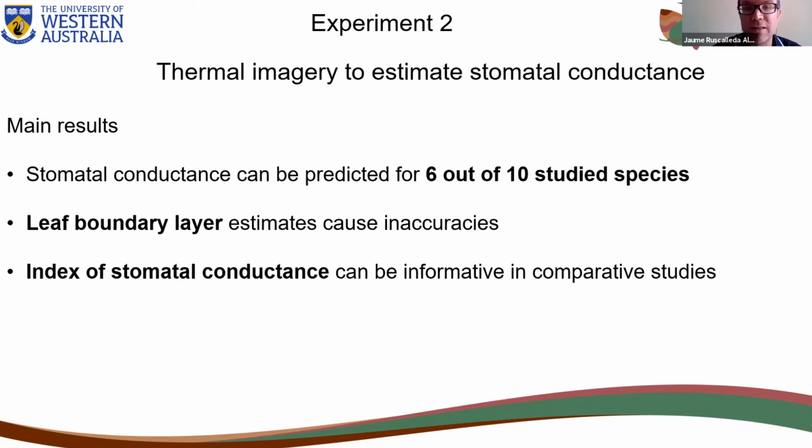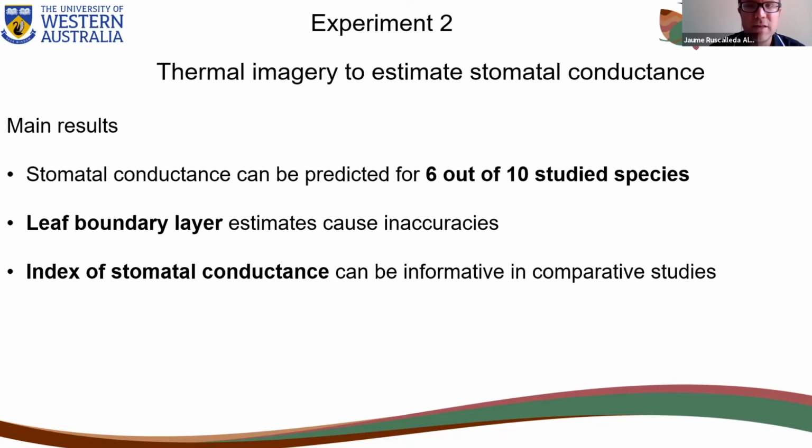However, we also found that the proportional index of stomatal conductance was actually pretty good at relating to changes in actual conductance. So it can be used in comparative studies in the field where we have information of plants that are very stressed and plants that are very healthy, and we're able to put our sample plant in context of those two upper and lower limits.